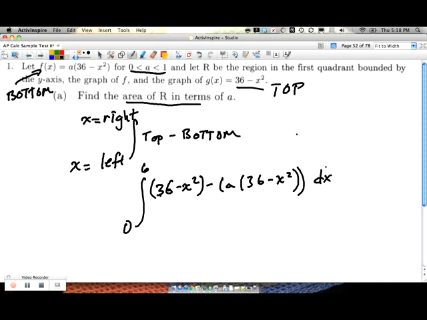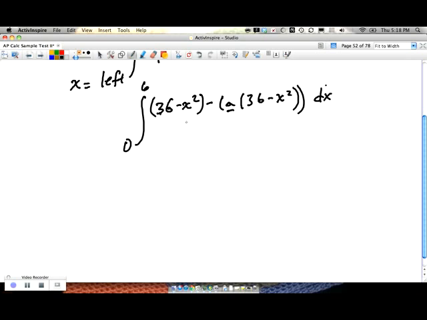Now I can actually simplify this a little bit because a is a constant. So this would actually factor. It would be a minus 1, or pardon me, it's not a minus 1. It's 1 minus a, because this is times 1, this one's times a. I can factor out the 36 minus x squared.